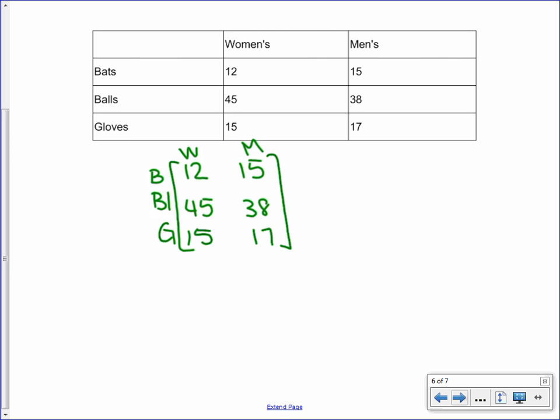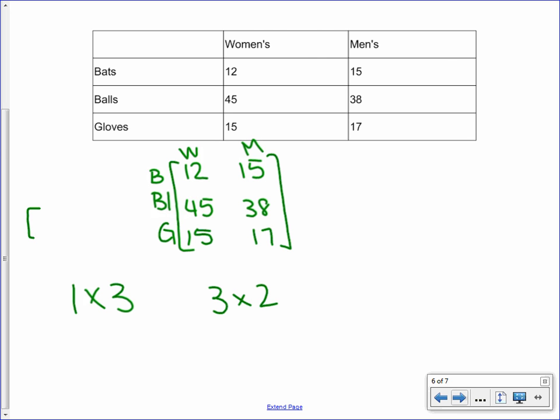So we need to multiply this by a matrix that deals with how much money it is for each bat, ball, glove, right? So I have bats, balls, and gloves and how much they cost. Do we want to write a 1 by 3 matrix or a 3 by 1 matrix? We want a 3 by 1. Do you agree with him? We would want a 1 by 3, right? If we have a 1 by 3 and a 3 by 2, we'd be able to multiply those together.